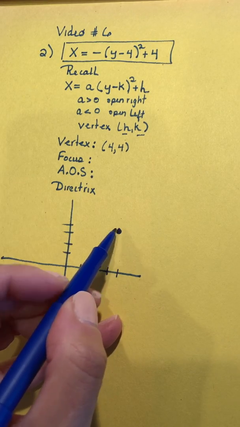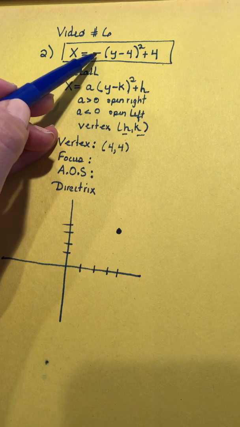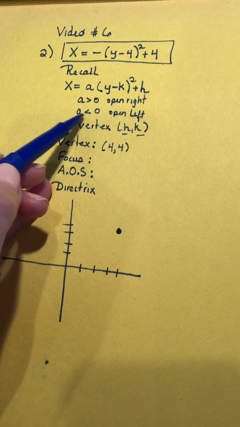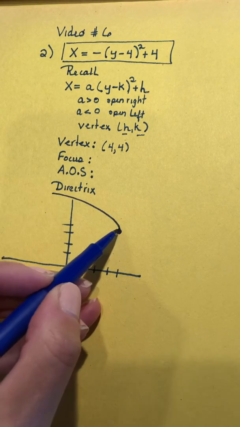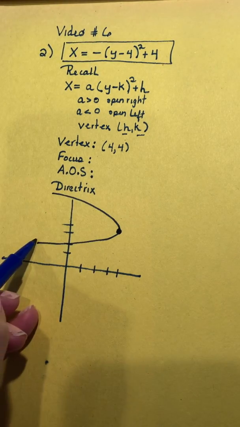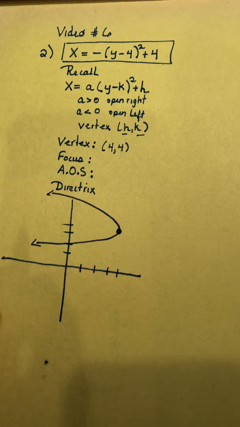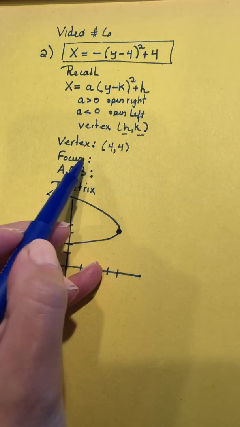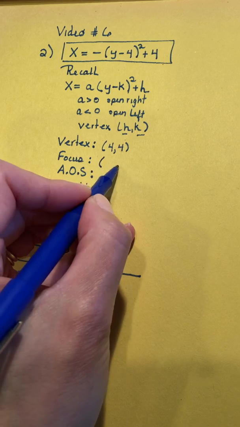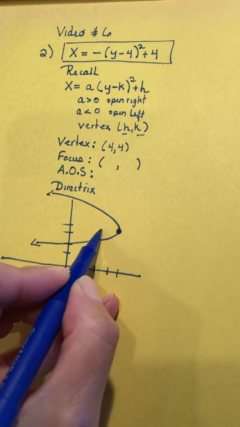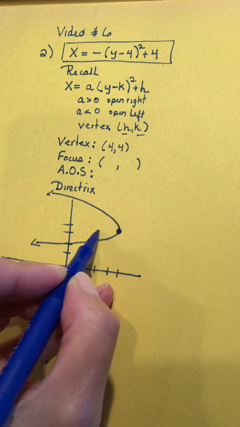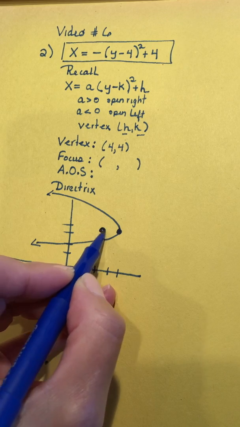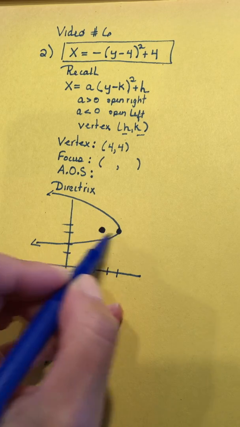Now, from the vertex, because I see that a is negative 1, that's less than 0, it's going to open to the left. So it's going to kind of open this way. And you don't have to draw a perfect graph. It just gives you a general idea of what's happening. Now, why is that important? Well, that means the focus is going to be to the left, somewhere in here, right? It's going to be in line with the vertex, but just somewhere to the left. So again, not to scale, but I'm just drawing it where it needs to go.